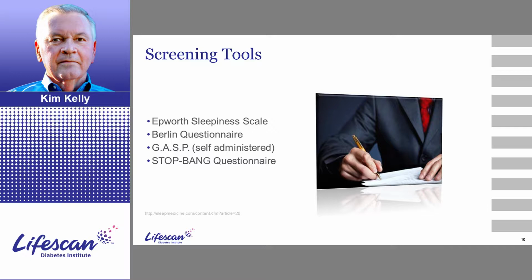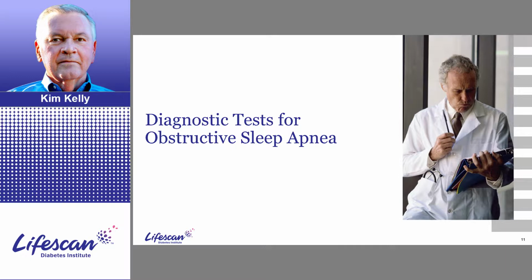GASP is a relatively recent one. It's only a 4-question test, and 2 of the questions relate to, did someone tell you you were snoring, and did someone tell you that you stopped breathing during that time? So it's not the best screening tool out there. The STOP-Bang questionnaire is probably one of the more commonly used, and like the Berlin questionnaire, it also involves questions related to tiredness or sleepiness, questions related to snoring, and also some physical parameters that are associated with sleep apnea.